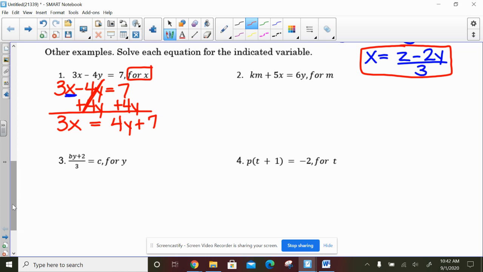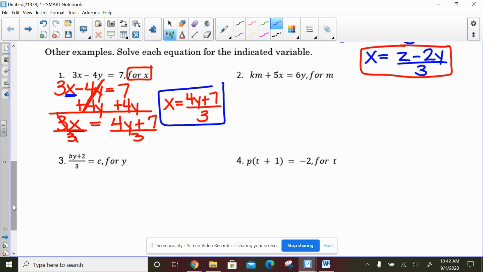Okay, now I still need x by itself. Okay, so I need to get rid of that 3. 3 is being multiplied, so therefore I will divide. So those will cancel. Now I'll be left with x equals 4y plus 7 over 3. And that is the equation solved for x.